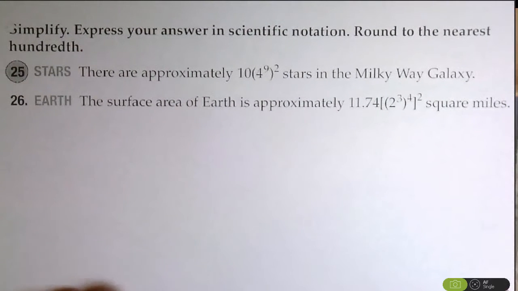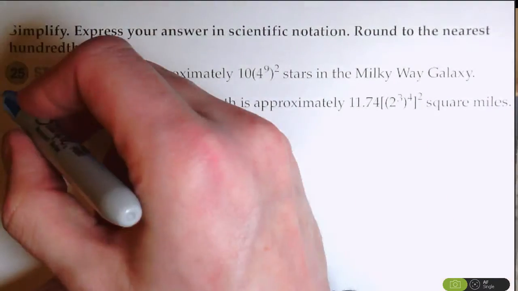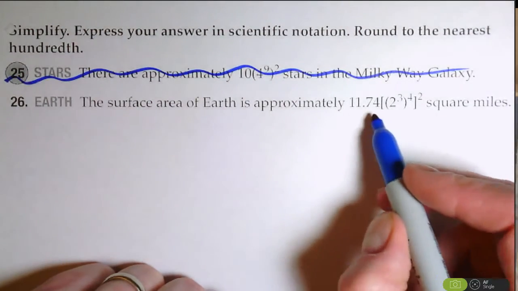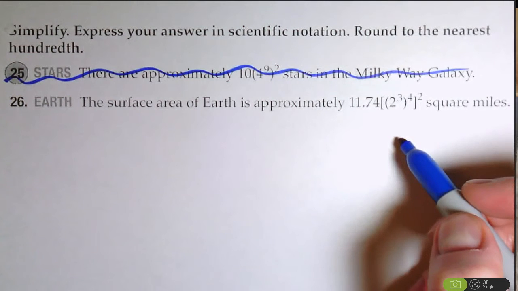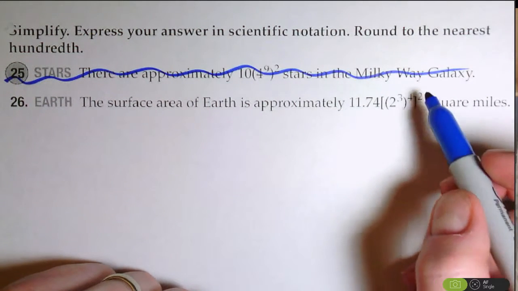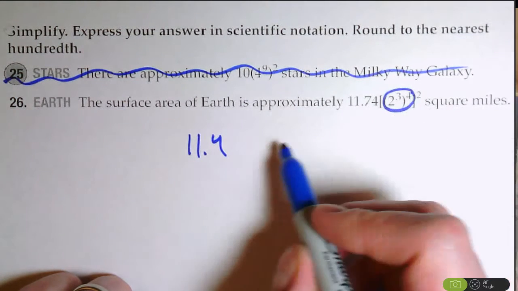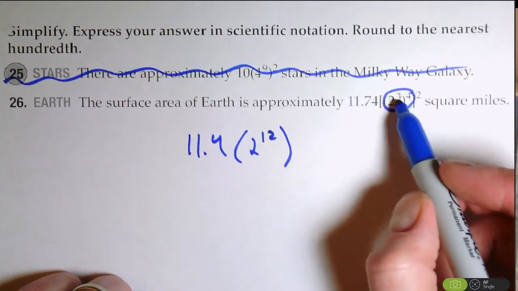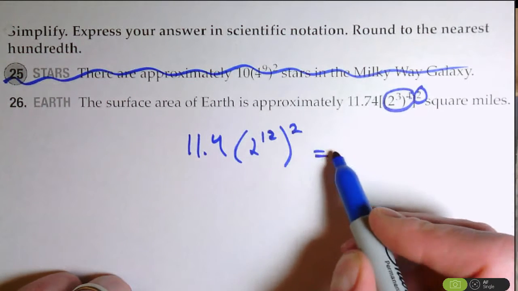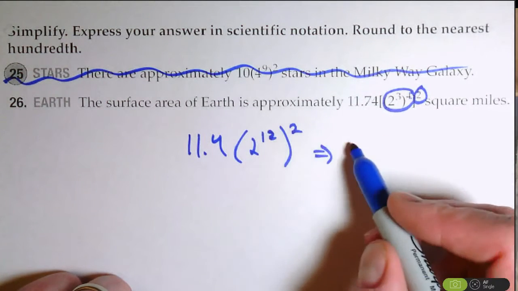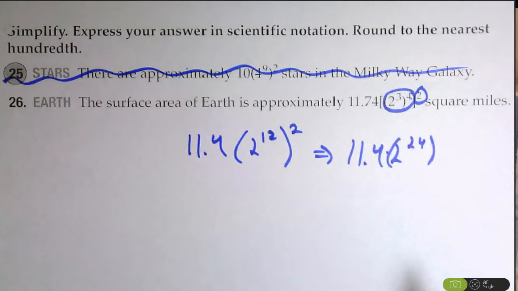Okay. They want us to find our answer in scientific notation and round to the nearest hundredth. Okay. So, again, skip 25. It's 11.4 times 2 cubed to the 4th squared. Now, this means I'm going to have 11.4 times 2 cubed to the 4th. Well, that's 2 to the 12th because it's happening 4 times, which is 3 times 4, 12. But it's still squared, which means if I have 2 to the 12th twice, I really have 2 to the 24th. Okay. That's a huge number.